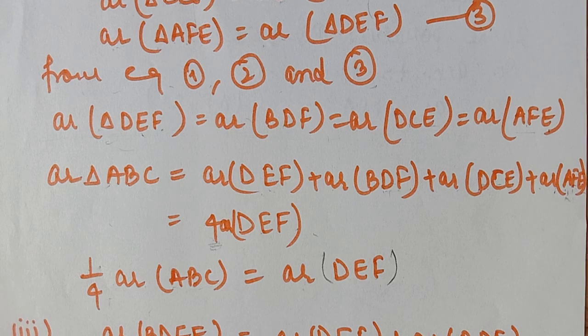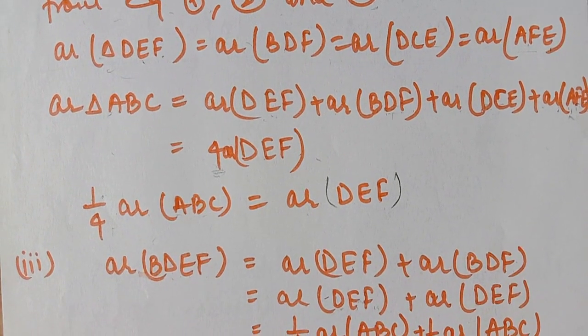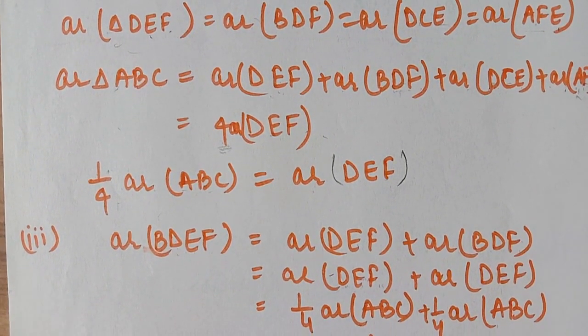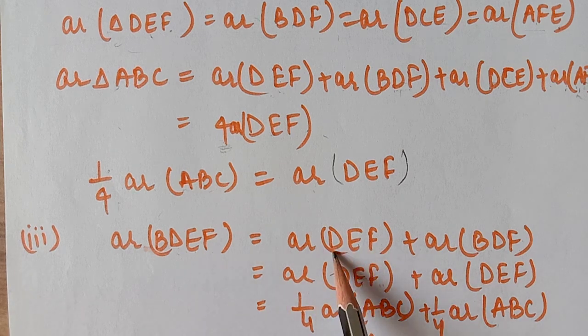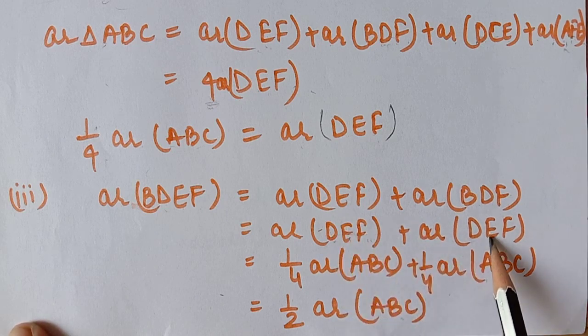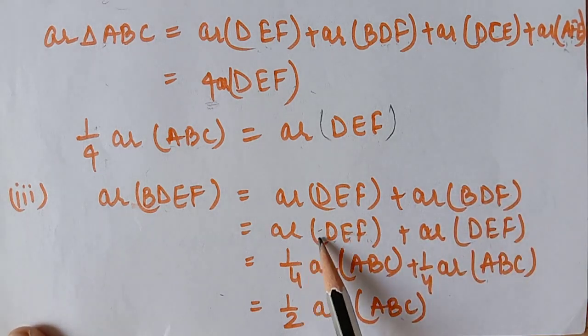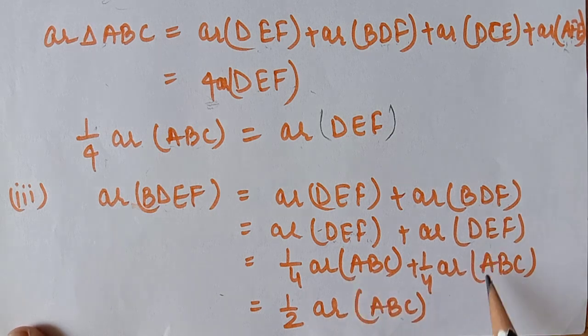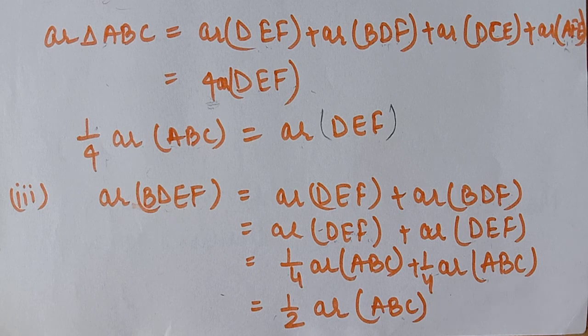Now the third part of the question. We know that area of BDEF is equal to area of DEF plus area of BDF. Area of DEF is 1/4 of ABC. Area of BDF is also 1/4 of ABC. When we add them, this is half of the area of ABC. This is our third part.